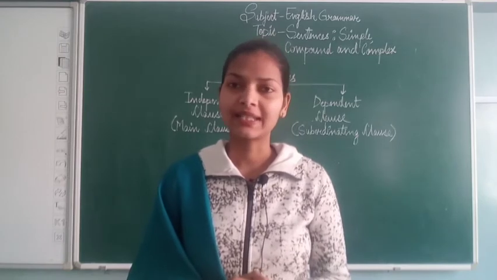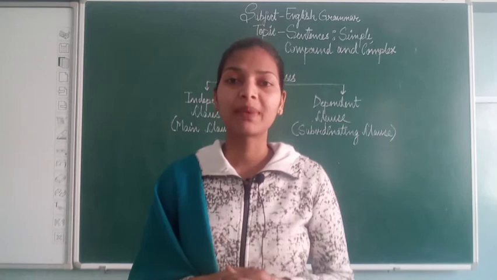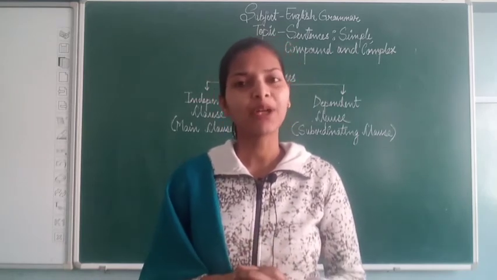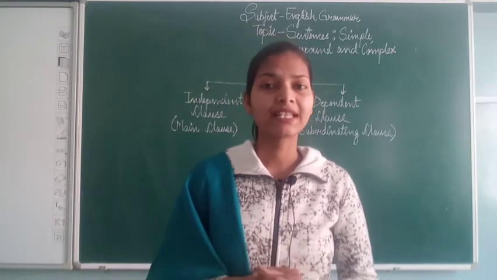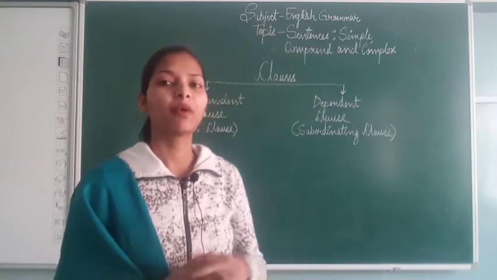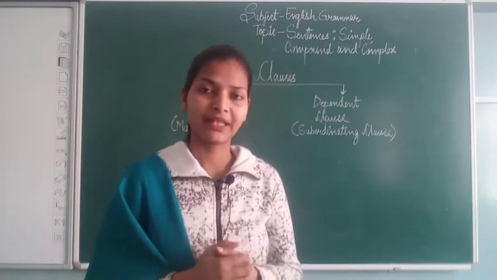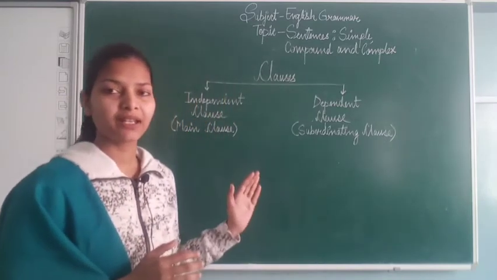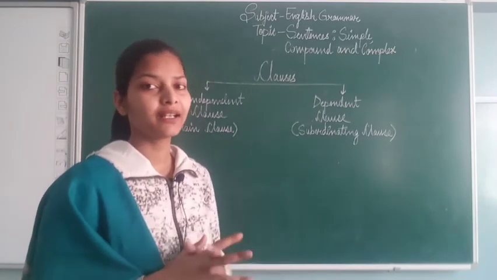So what is a sentence? A sentence is a group of words which makes complete sense, that we call a sentence, right? Now what is a sentence made of? A sentence is made up of clauses. These clauses are of two types. First one, that is the independent clause, and the second one, which is said to be the dependent clause.